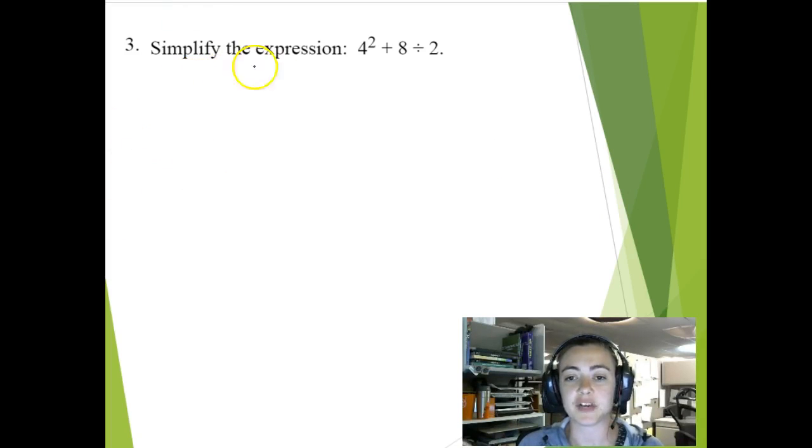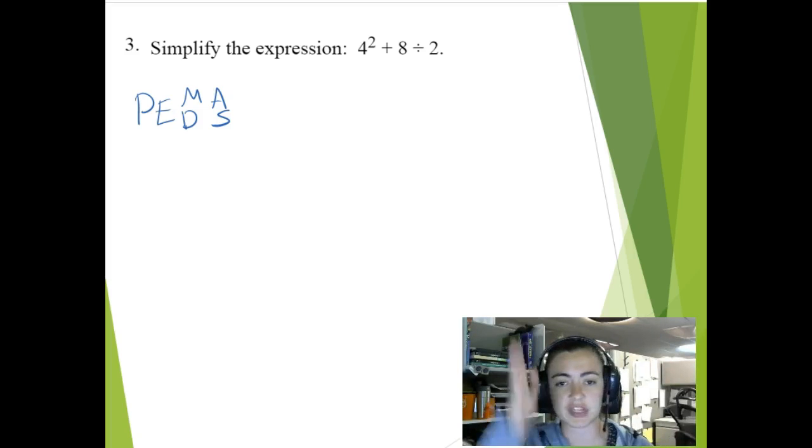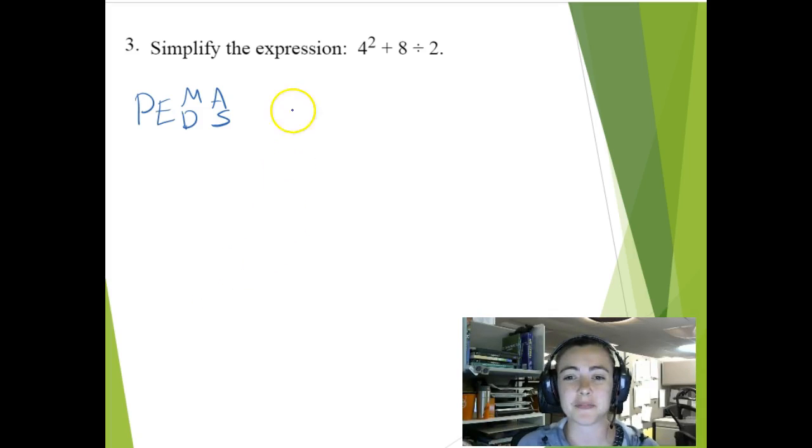For 3, simplify the expression 4 squared plus 8 divided by 2. Remember, we're going to go back to PEMDAS. I always write the M and D on top of each other and the A and S on top of each other, because it's not always that multiply comes before division. It's both of those happen at the same time, whatever one occurs first left to right. So that's why I write them on top of each other, to remind myself of that.